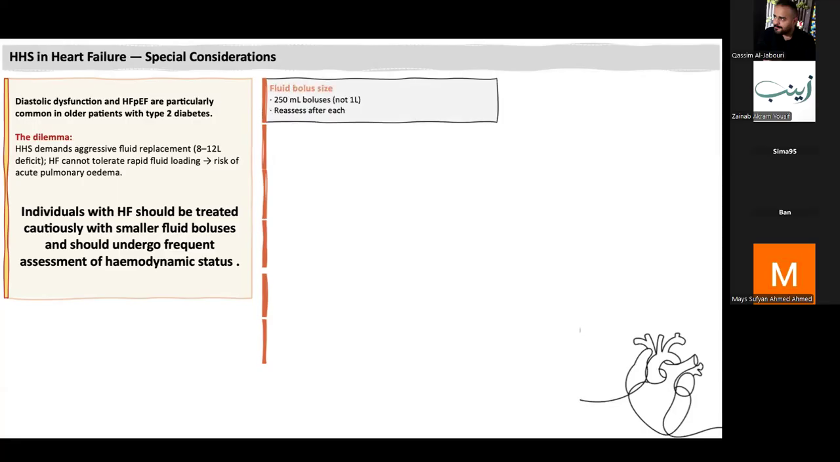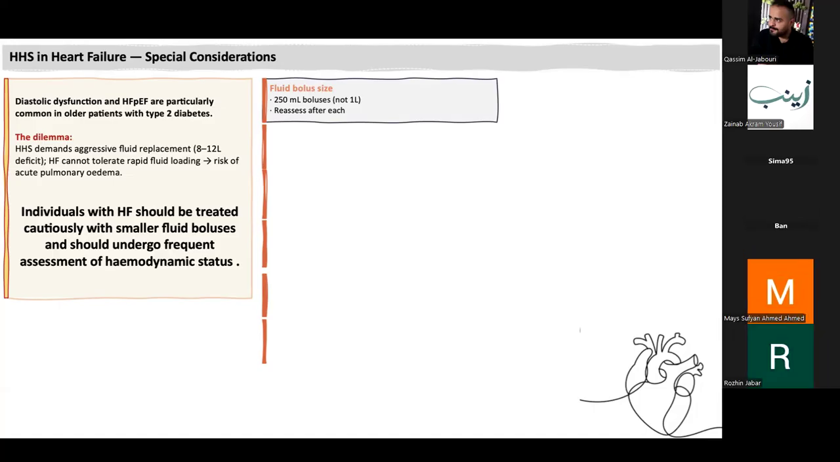So in those patients, instead of giving 1 liter in the first hour, we give 250 ml boluses and assess. Regularly give the small boluses and assess their blood pressure, assess the urine output, recheck their sugars, and calculate osmolarities. These factors will be your guide in deciding whether I need to give another bolus or I should wait.